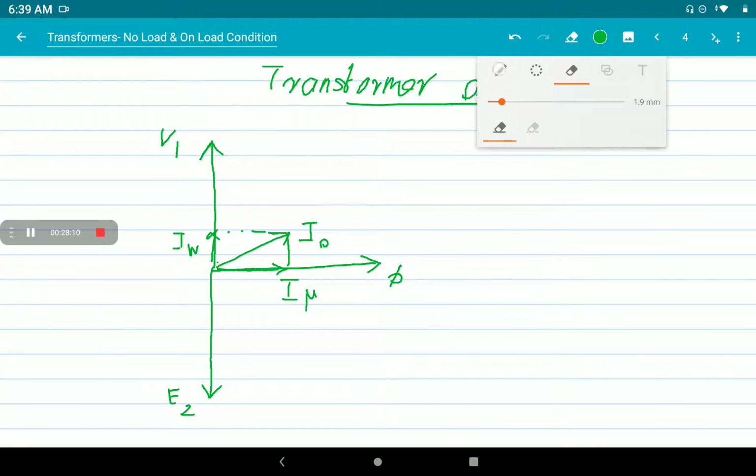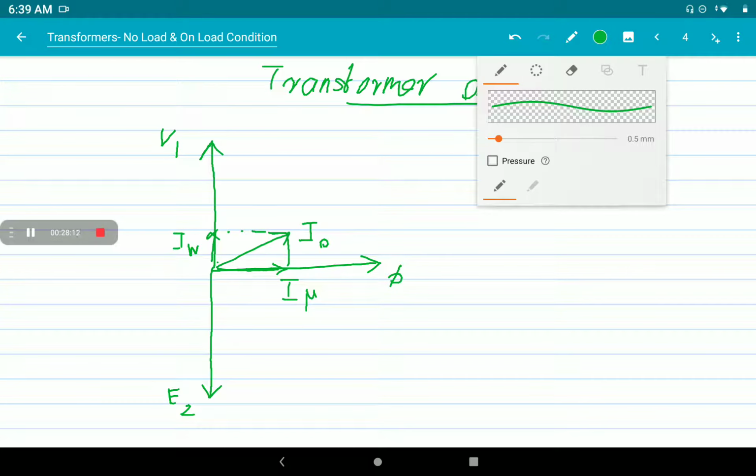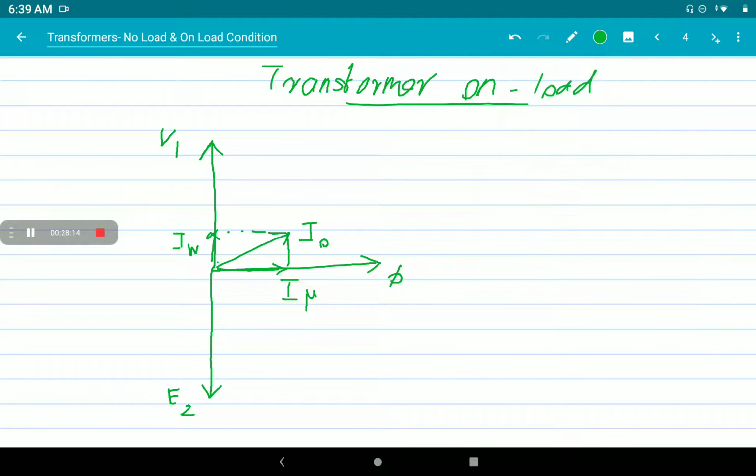Okay, now we are going to represent the current. The current produced in the secondary will be either in phase, lagging or leading depending upon the load.